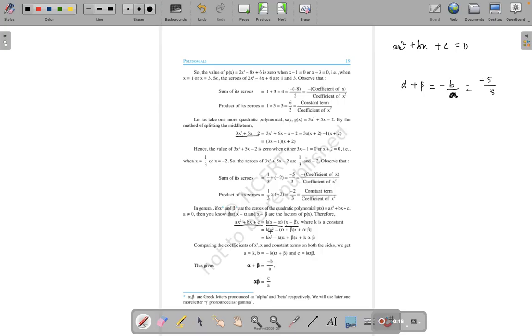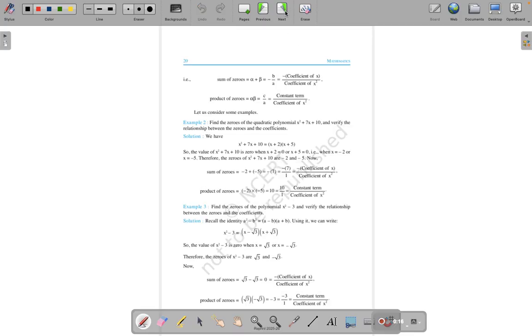Okay, so this is the derivation which you may be asked. Questions like this you may be asked: find the zeros of the quadratic polynomial and verify the relationship between the zeros and the coefficients. First you have to find the zeros by factorization. When you factorize, you'll get x plus 2, x plus 5. So what are the roots?